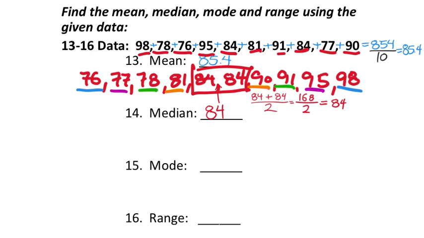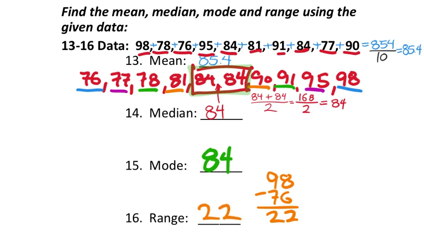Next up, I will find our mode. And there's only one number that occurred more than once. That's the 84 again. So we're going to make the mode also 84. And then the range, where we take the largest of the numbers, which in this case is 98, and we subtract the smallest of the numbers, which is 76. Use a calculator if you need to, but it looks like we get 22 as our range.